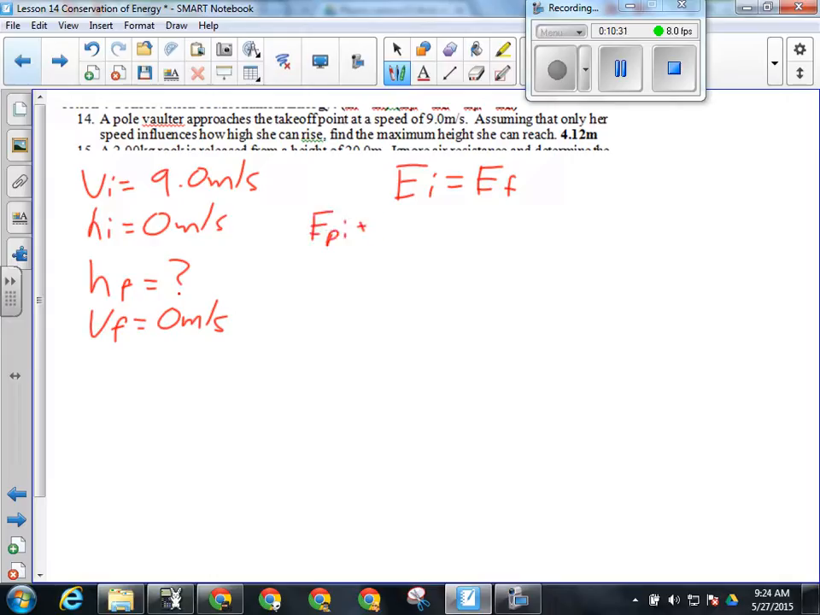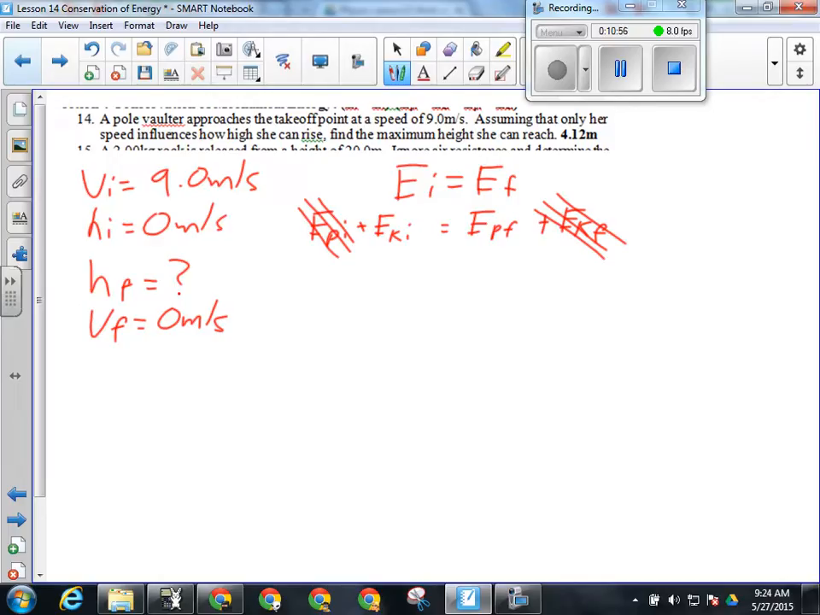So EPI plus EKI equals EPF plus EKF. And we've established that this is zero because we're talking about the maximum height where they're not moving. And we've established that this is zero because their initial point is on the ground where you can't have any potential energy. All right, everyone with me so far?